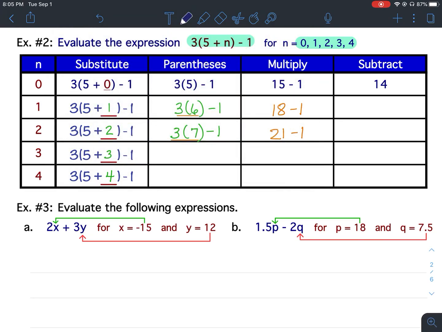Now we can finish this by doing the subtraction. 18 minus 1 is 17. 21 minus 1 is 20. I would like you to pause your video and do 3 and 4.